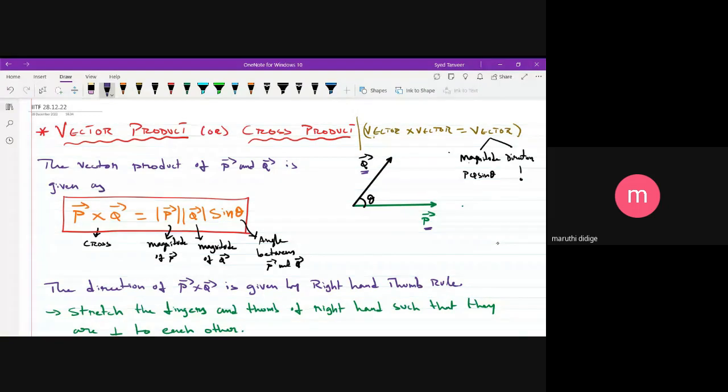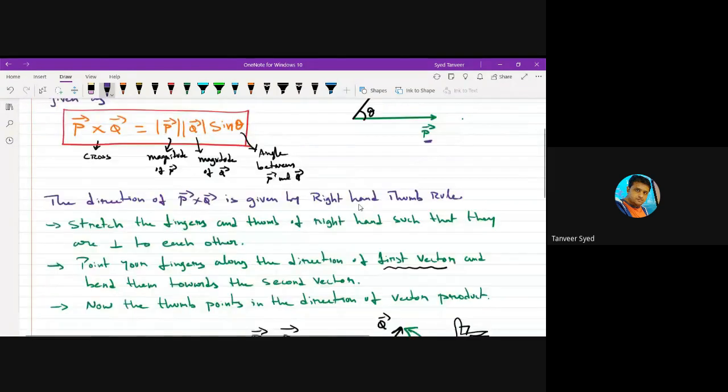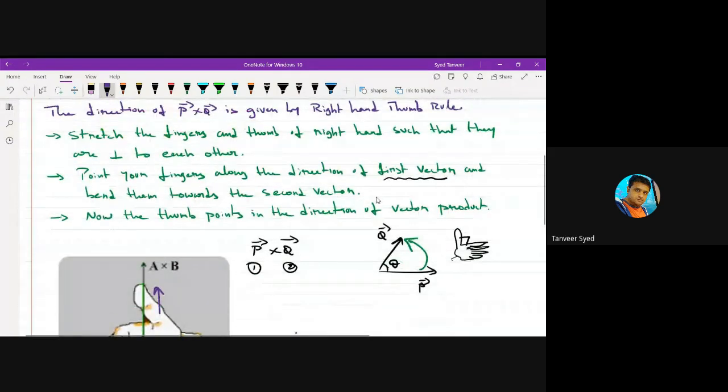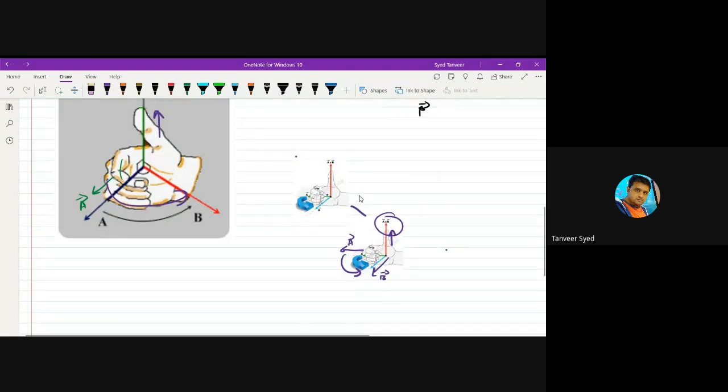Out of the plane. Direction of Q cross P: into the plane. Okay, this is how you determine the direction of cross product. Very important.